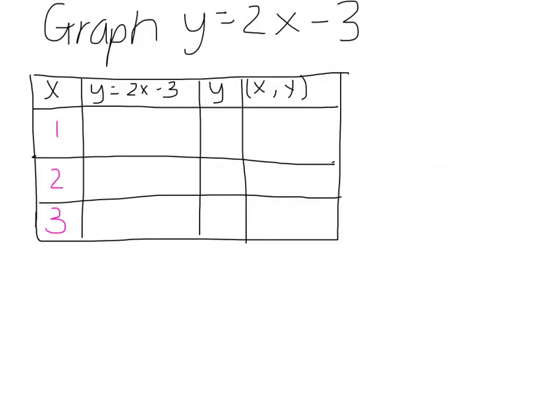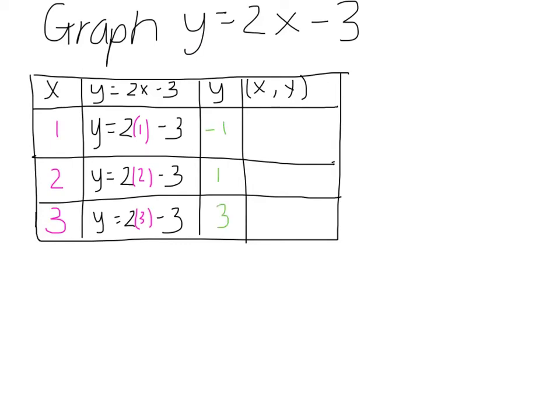Let's try another example. Graph the function y equals 2x plus 3. So our x's are listed. We're going to plug those in or substitute them for x in our equation, which we've done here, and get our y's. We have -1, 1, and 3. And then we'll take our x's and our y's and write them in order. And now we're ready to graph the function.